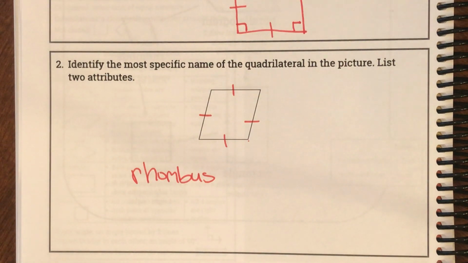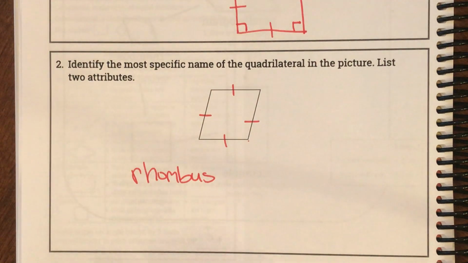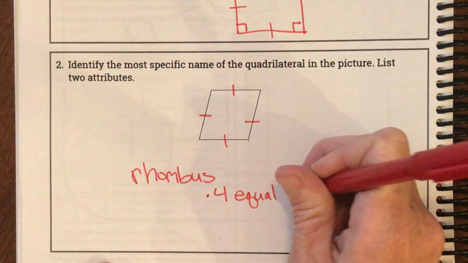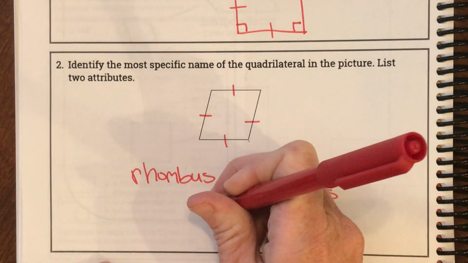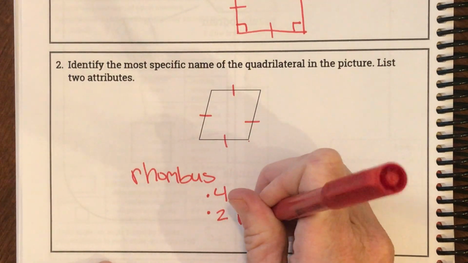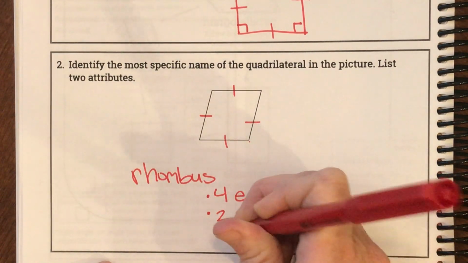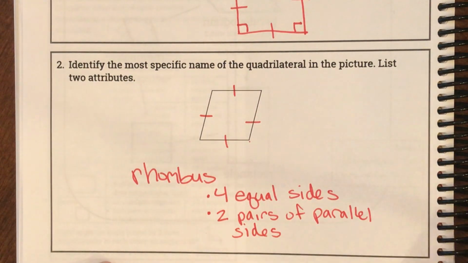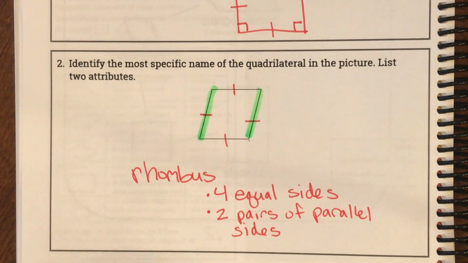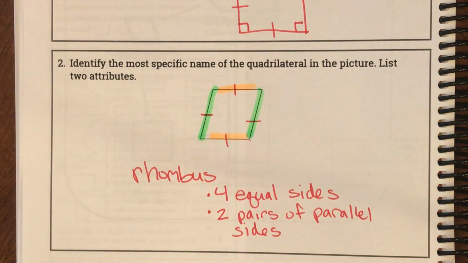So what are 2 attributes of a rhombus? Well, I could use this to help me. 2 attributes are, it has to have 4 equal sides. And it also has to have 2 pairs of parallel sides, which means this is a pair of parallel sides. Those will never touch. And this is a pair of parallel sides, which will never touch.